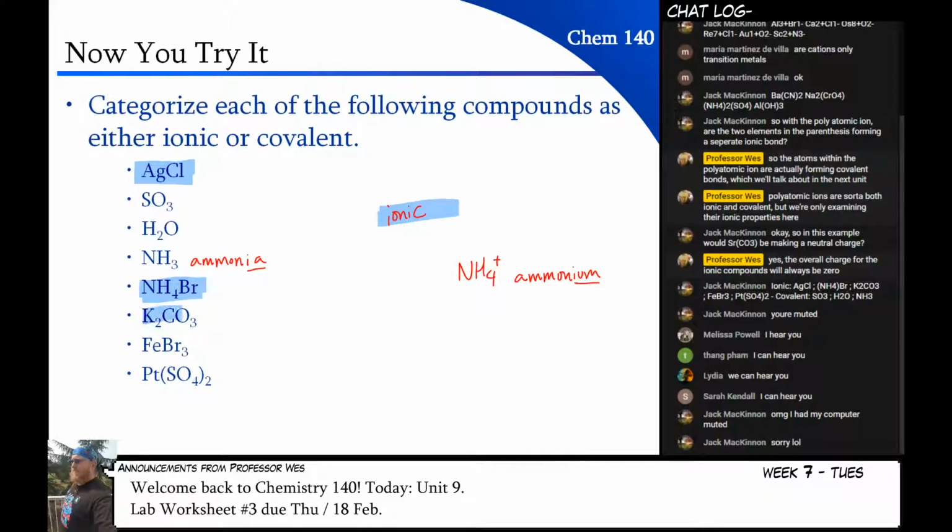Down here, potassium is a metal, we'll count it. Iron's a metal, we'll count it. Platinum's a metal, we'll count it. So those are all our ionic compounds. So everything else, we'll pick purple, because when do I ever use this color, right? Everything else must be covalent. And so the ones that only have nonmetals in them, that are not ammonium, are covalent.